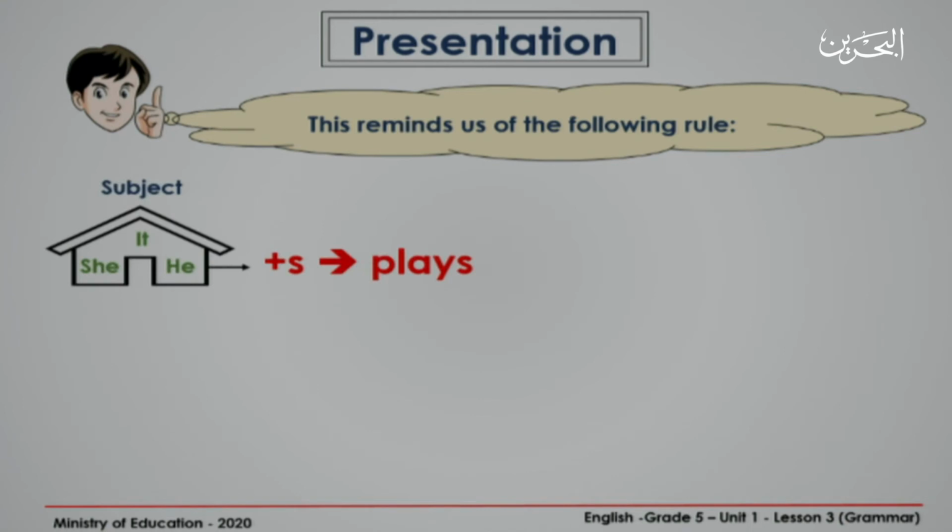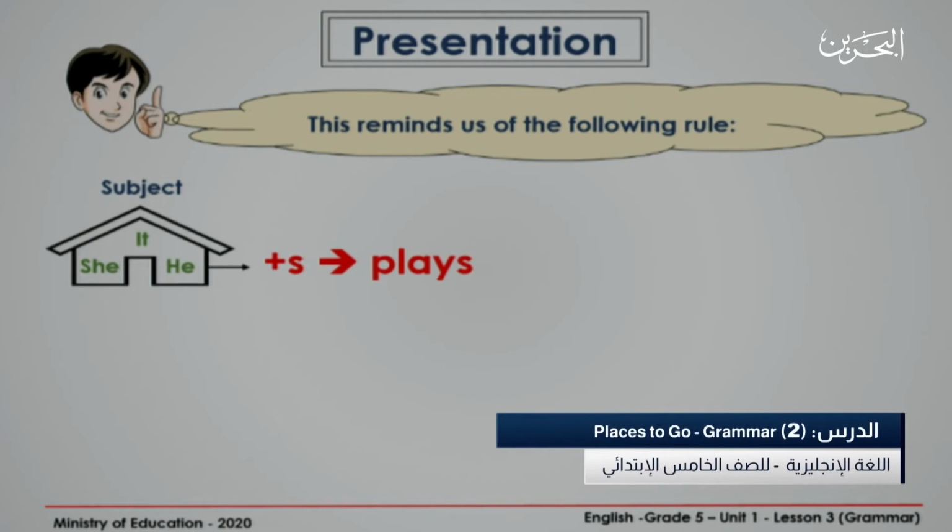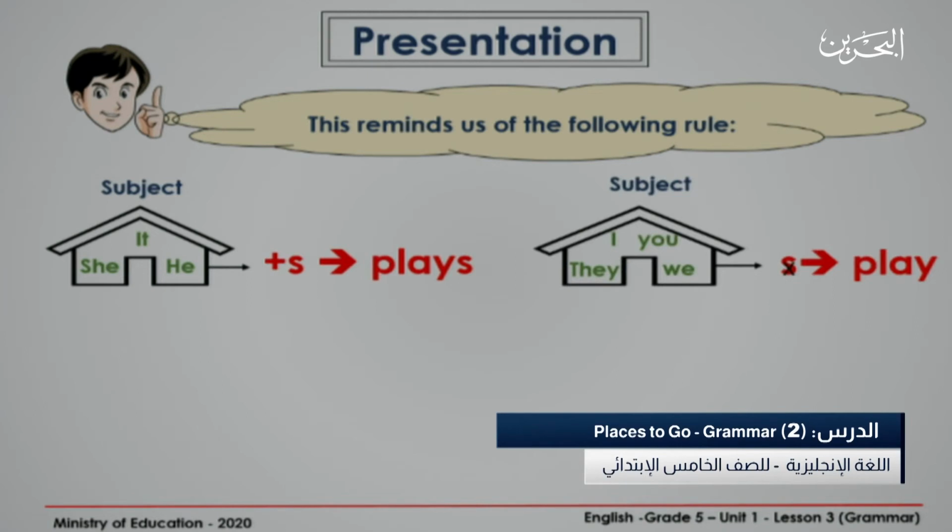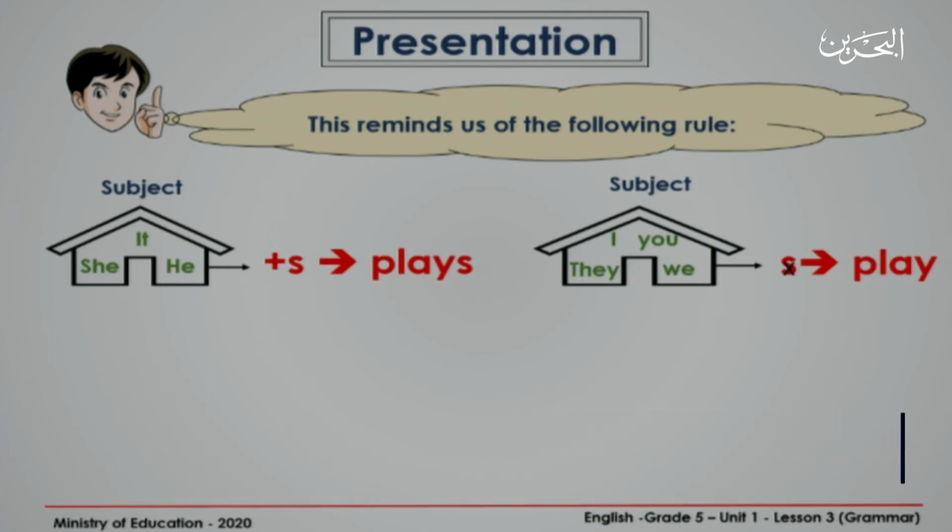This is the first family. We have in this family the pronouns he, she, and it. Or you can also use a name, one person's name, like Ali or Sara. If you have one member of this family, you have to add an S to the verb. Let's look at the second family. This family has four pronouns. They are I, you, they, and we. In this family, you don't add anything to the verb. It stays the same. So you say, I play, they play, we play. Here you say, she plays, or he plays.